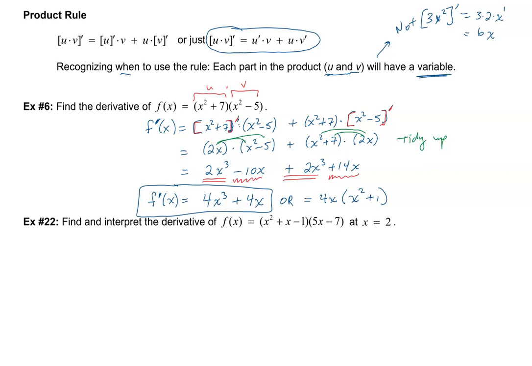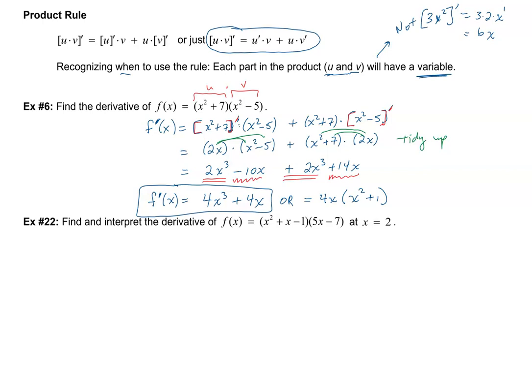So if you'd like to factor your answers, you're welcome to do so, and we will need to do so after this exam in chapter 3. All right, or actually later in chapter 2 even. So now let's do another problem, number 22.